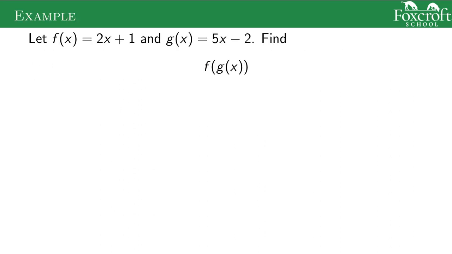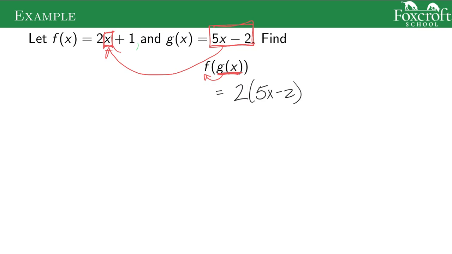So let's say f of x equals 2x plus 1, and g of x equals 5x minus 2. Find f of g of x. So that whole g function is going into the f function. And what does it mean when we plug something into a function? It means we replace the x value with that thing. So the 2 is going to stay. Instead of this x here, I'm going to replace it with the thing that's getting plugged in, 5x minus 2, and then I have the plus 1. All that changed was this x got replaced with 5x minus 2.